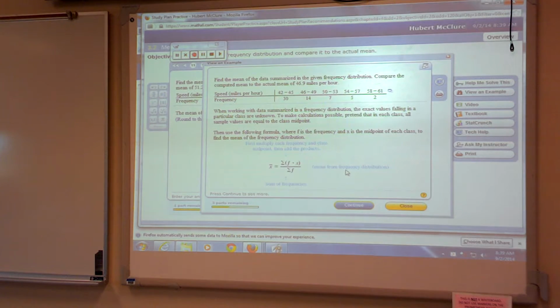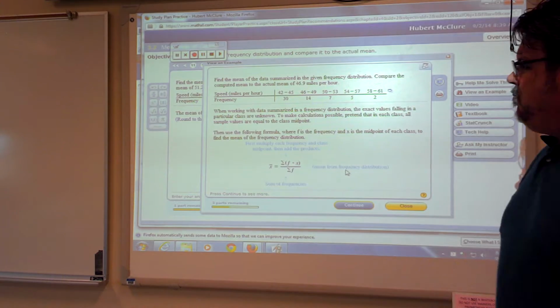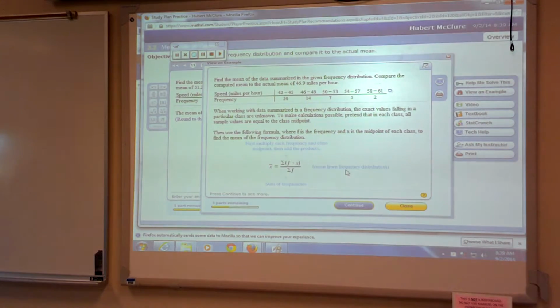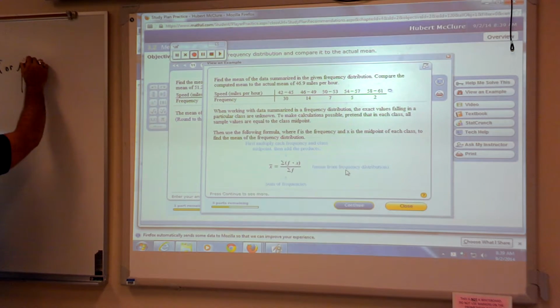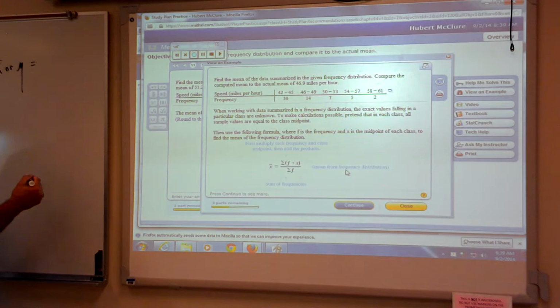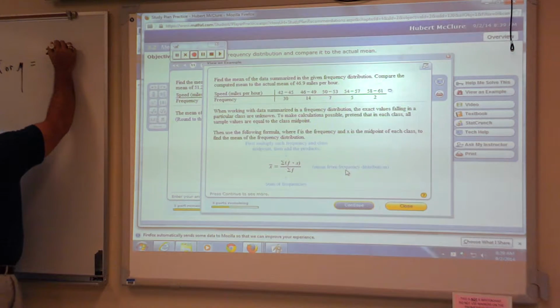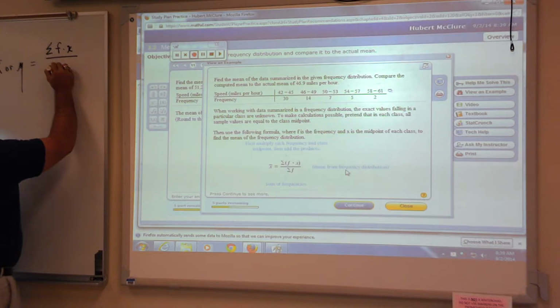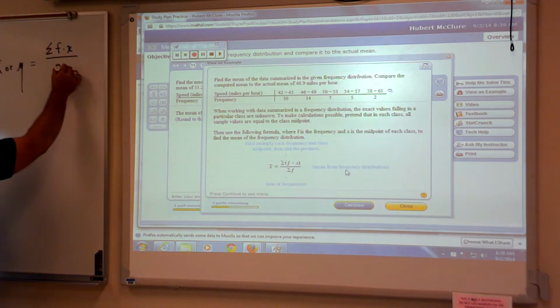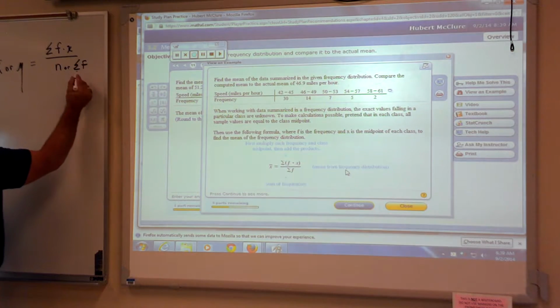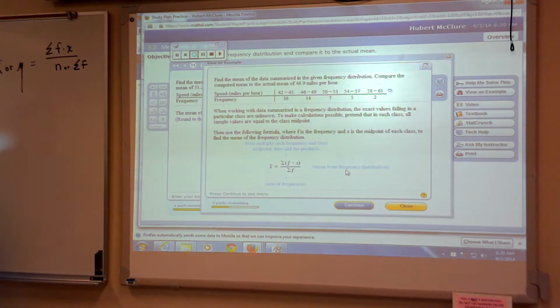Okay, so we've got two formulas. X bar or mu, whichever, doesn't matter, of the standard deviation is the summation of f times x over n. And that's what you got right there. Some people put summation of f, or summation of f and n is the same thing. And n is how many people are in the room.